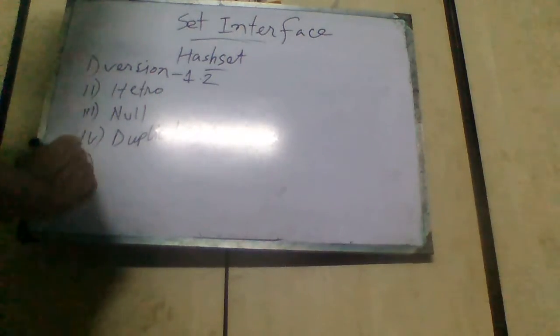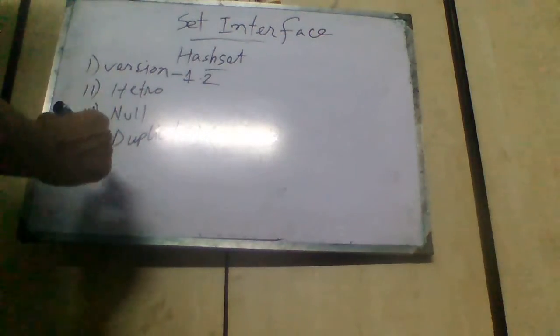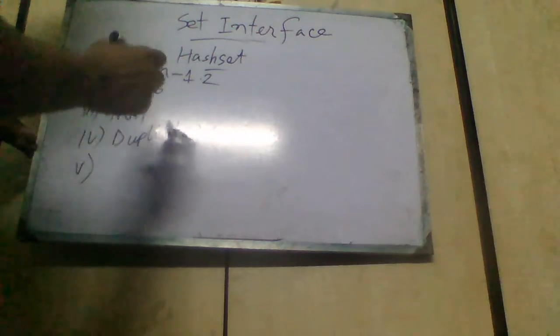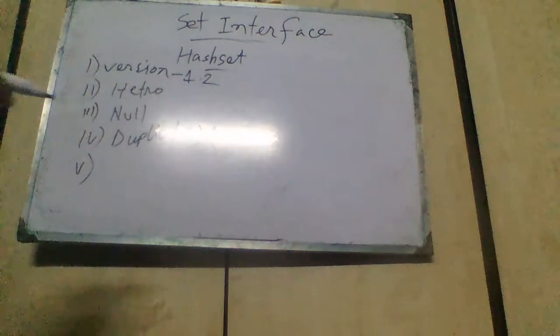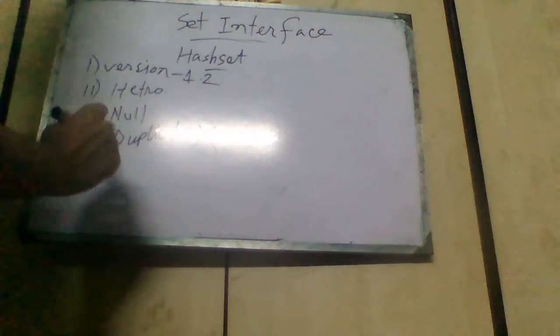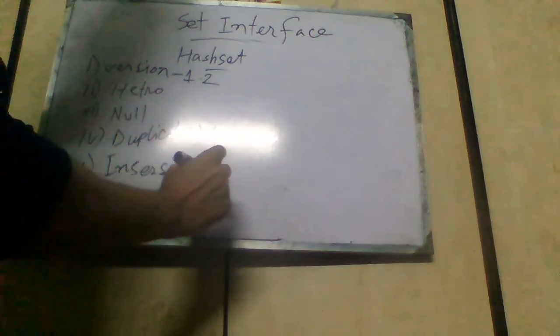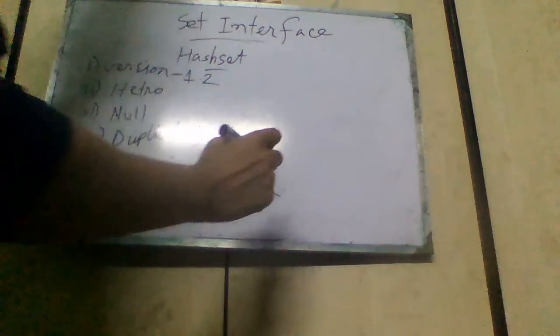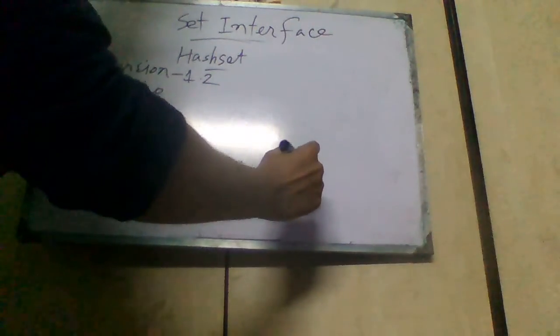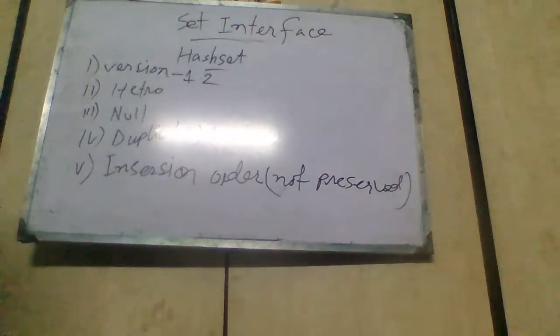Number five is insertion order. You already know that insertion order is not preserved in HashSet but is preserved in LinkedHashSet.